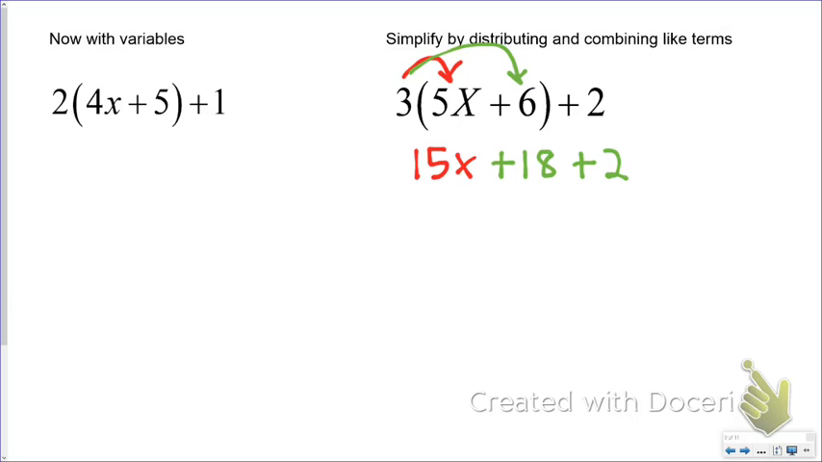Notice how the 15x can't be combined with the 18 or the 2 because 15x has a variable attached to it, but the constants can be combined. 18 plus 2 is 20, and then I have 15x left here.